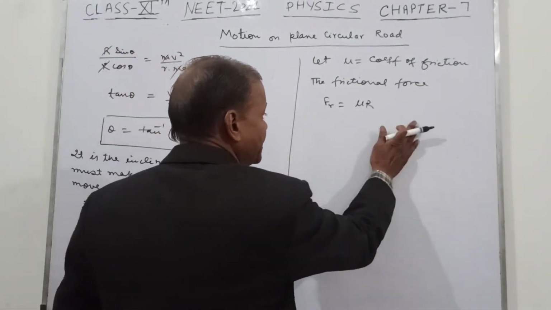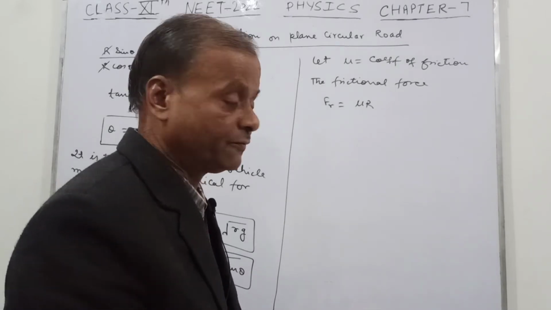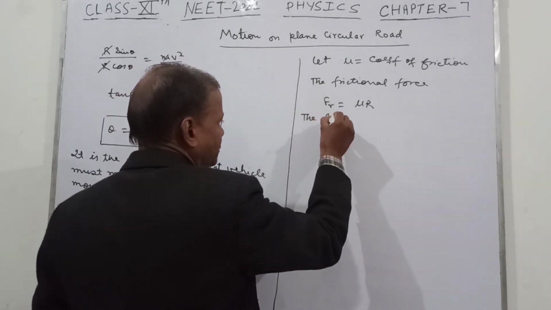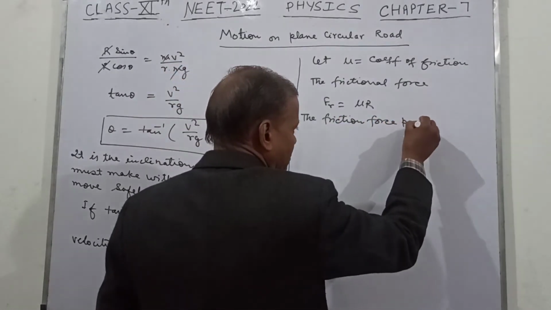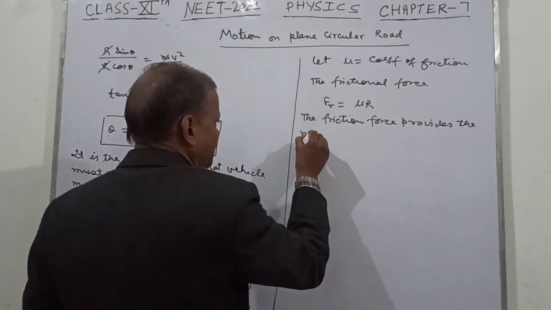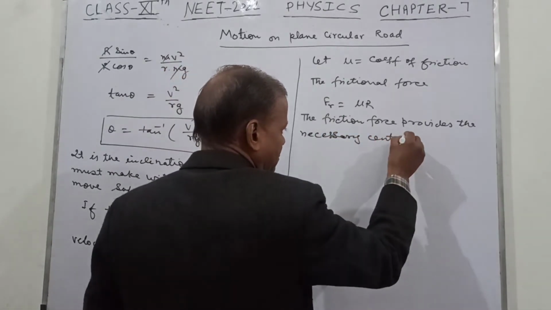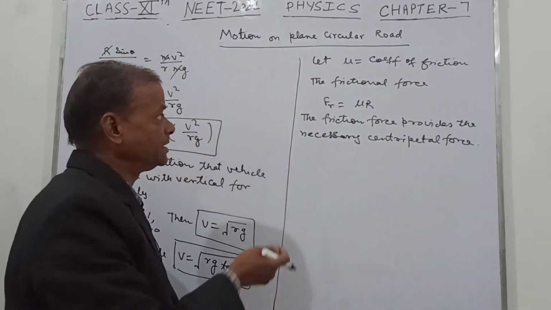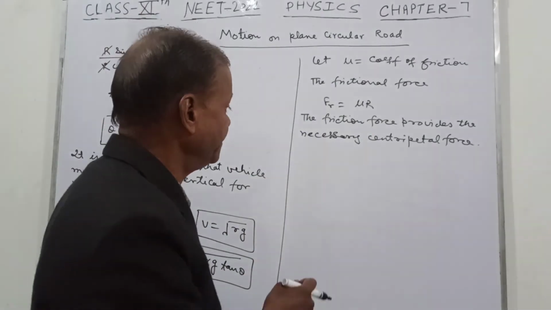Now, when this friction is acting between the road and the vehicle, then this friction force provides the necessary centripetal force. It means that this mu R must be equal to the centripetal force.